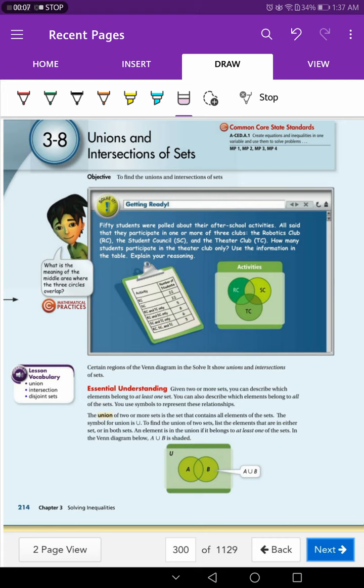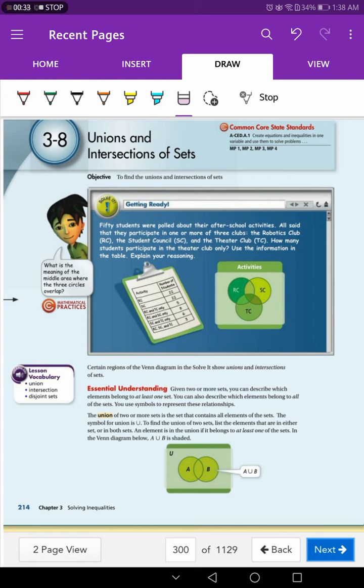Our lesson today, my dear students, is unions and intersections of sets, 3-8, and our objective is to find the union and intersections of sets. The new concepts that we have today are union, intersection, and disjoint sets.